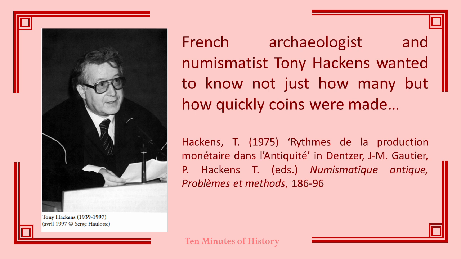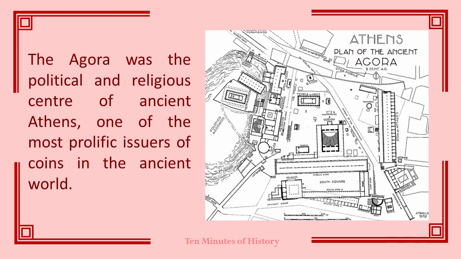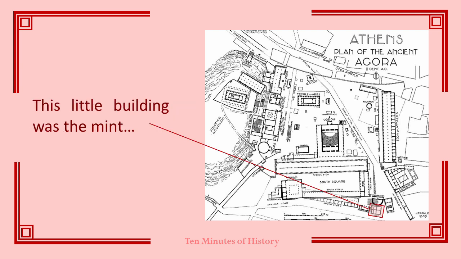To illustrate this, let's think about one of the subjects he was interested in: classical Greek coins. Athens in the 5th century BC made one of the most prolific coinages in the ancient world. So large, serious doubts have been expressed as to whether or not you can in fact do a die study of it. Yet the building that was used to make this coinage was tiny.